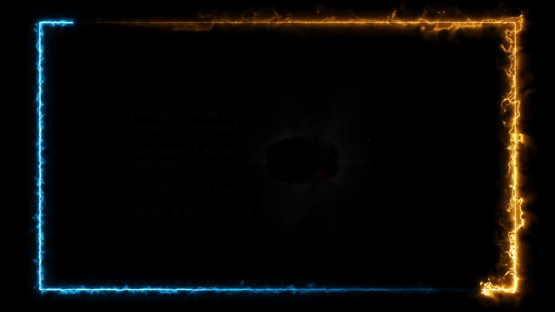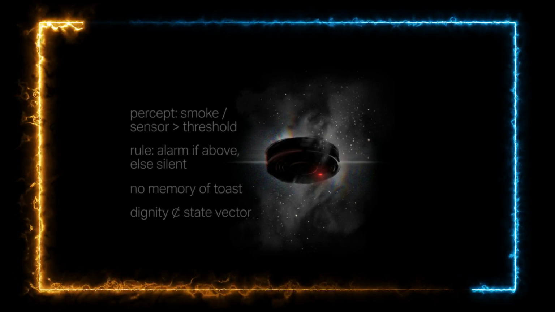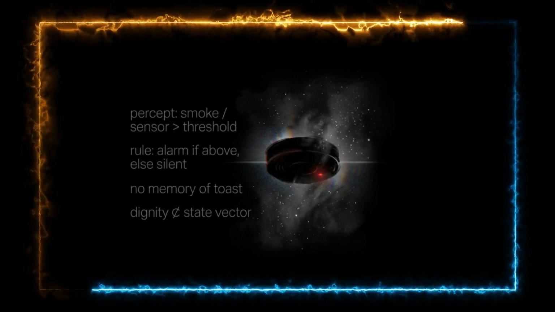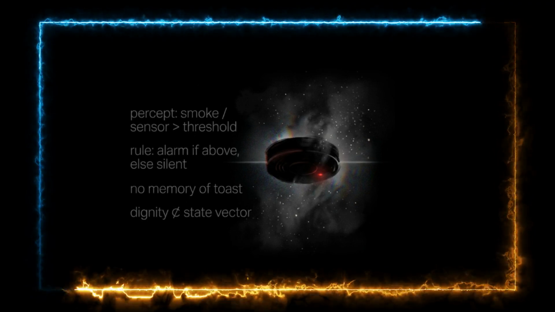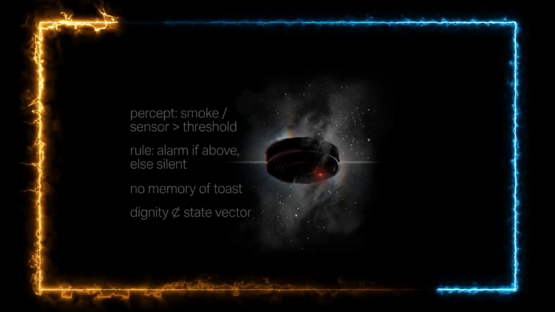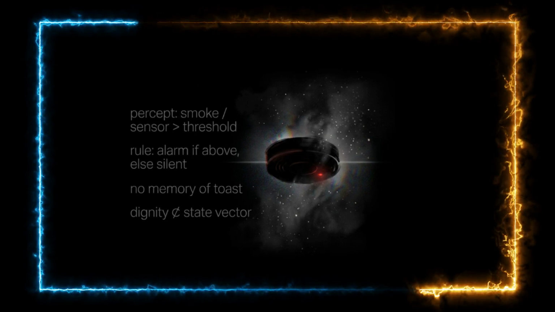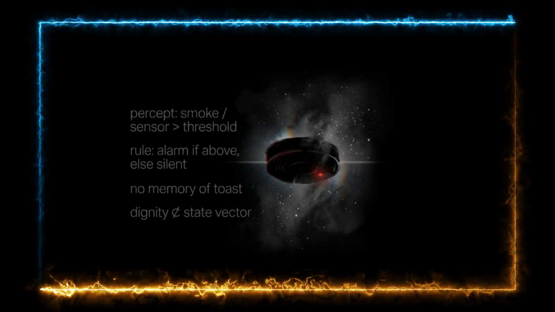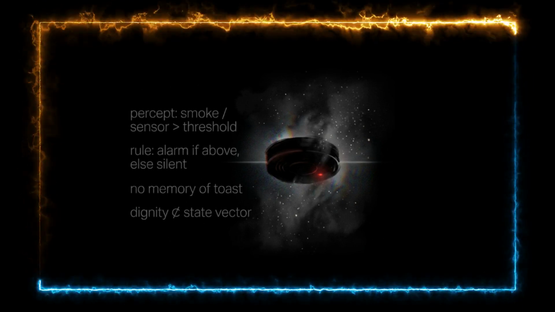Picture a smoke alarm. The percept is smoke particles, or really, a sensor reading above a set threshold. The rule is, if it's above the threshold, sound the alarm. Otherwise, stay silent. It doesn't care how many times you burned toast yesterday. Each moment is handled by the same threshold rule on the current reading. Your dignity is not part of the state vector.